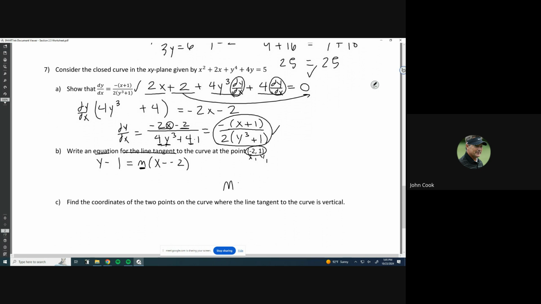So m is equal to the derivative when we plug in negative 2 and 1. So let's plug in negative 2 and 1 to that equation. Using this equation, we get negative x, which is negative 2, plus 1, over 2 times y, which is 1 to the third, plus 1. So negative 2 plus 1 is negative 1, and a negative of a negative is a positive, so positive 1. And then 1 to the third is 1, 1 plus 1 is 2, and 2 times 2 is 4. So 1/4 is our slope.